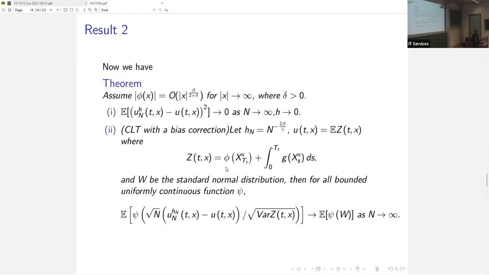Okay, here is our result. Assume phi x has this order, then we claim that the Monte Carlo estimator converges to the solution in L2. And also we have a central limit theorem with a bias correction. Let Hn be this. Then we define z tx such that u is the expectation of z. Then we have the central limit theorem.